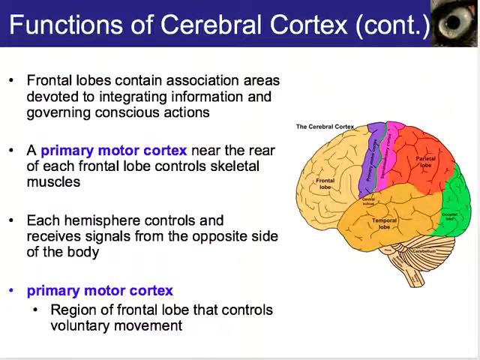What's cool is that we've split this up into various functions. So the primary motor cortex near the rear of each frontal lobe controls skeletal muscles, and each hemisphere controls and receives signals from the opposite side of the body. Have you ever heard if you're left-brained or right-brained? So if you're left-handed, you're usually right-brained, and if you're right-handed, you're left-brained.